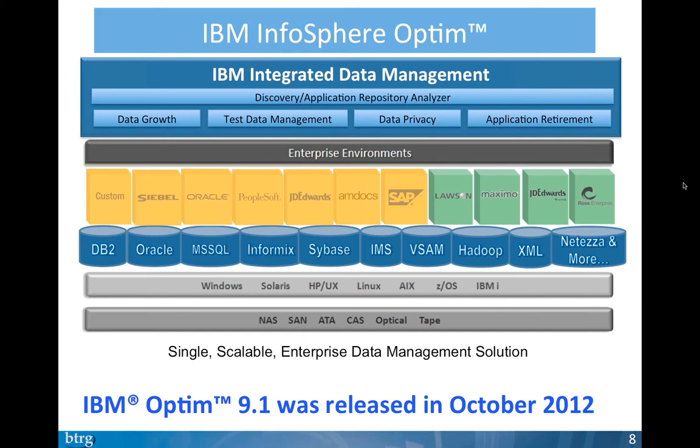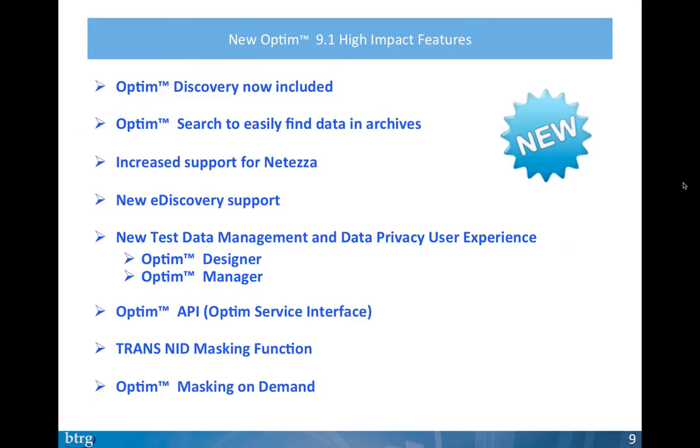9.1 was released in October of last year, so it has been out there for a while now, and it's a very stable release. Some of the high impact features we will be discussing today: Infosphere Discovery is now included in Optum 9.1 Enterprise Edition, a very powerful tool that you can now use without any additional cost. There's a new feature called Optum Search to allow you to easily find data in archives. We'll talk more about that. There's also increased support for Netezza, a very popular platform from IBM that's now integrated. So if you're a Netezza owner, that's great news for you.